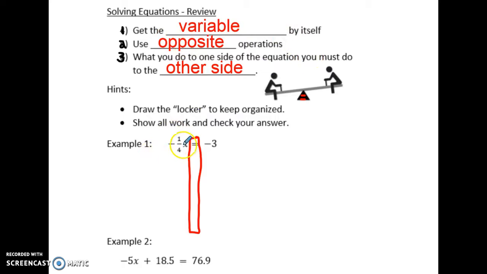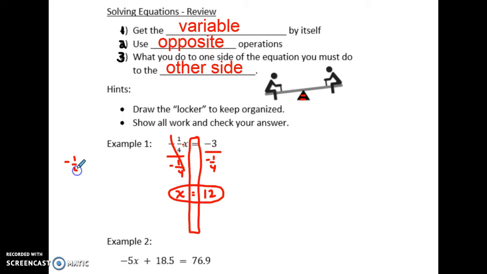This negative 1/4 is attached to the x by multiplying. So we could just divide by negative 1/4. And if we did it to one side, we would have to do it to the other side. What's strange about dividing by negative 1/4 is that the answer doesn't seem to make sense to us sometimes, because you're dividing by a fraction, and that gives you a value that is a lot larger than you'd expect. So that's one way to solve this equation.